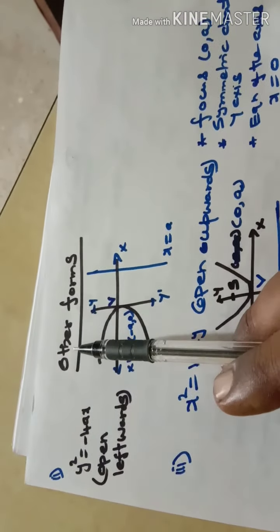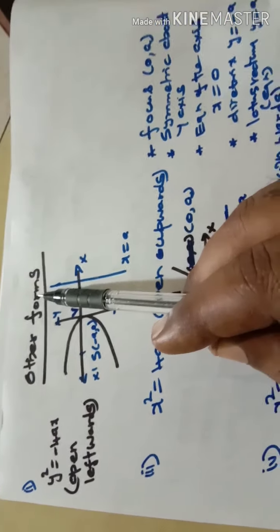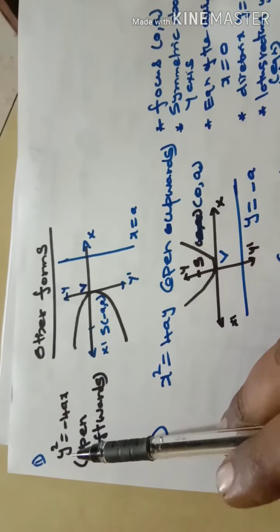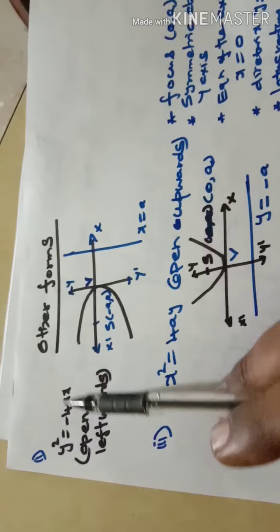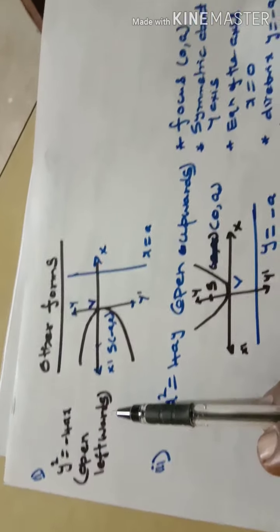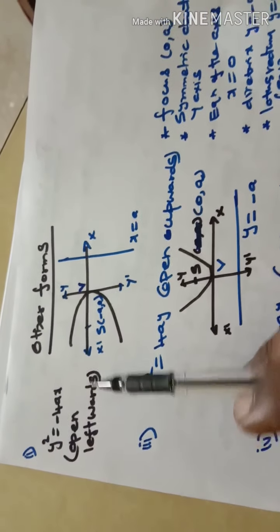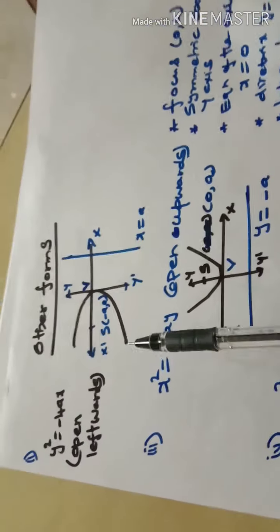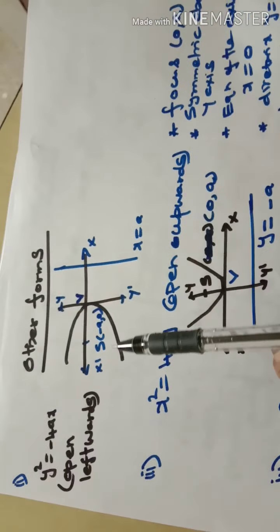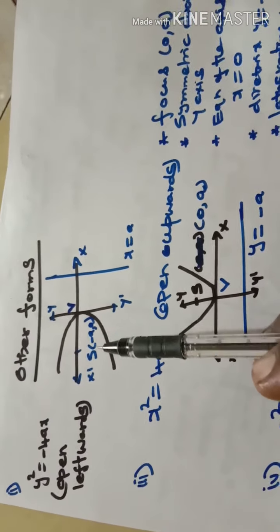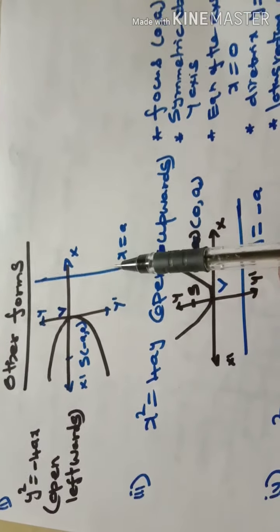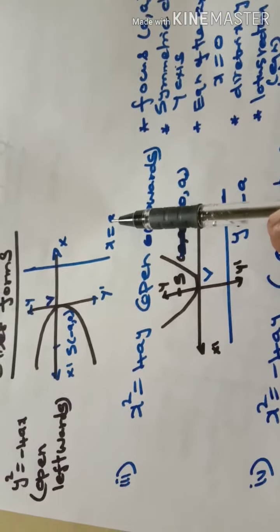Welcome to maths class. The other forms of the parabola. So first we have seen y square equal to 4ax. Now it is y square equal to minus 4ax. That is open leftwards. You see the curve, it's open leftwards. And this is also symmetrical about what? x-axis only. And here what are the changes? The focus is on the left hand side of the x-axis, so minus a comma 0. The equation of the directrix, x is equal to plus a.